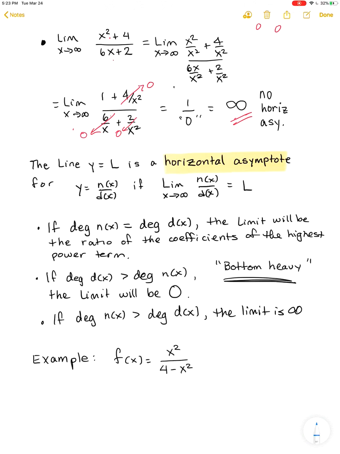So the first thing we should notice is that there are two places that make the denominator 0. 4 minus x squared is equal to 0 when x squared is 4, and that's when x is 2 and x is negative 2. Those are our vertical asymptotes.